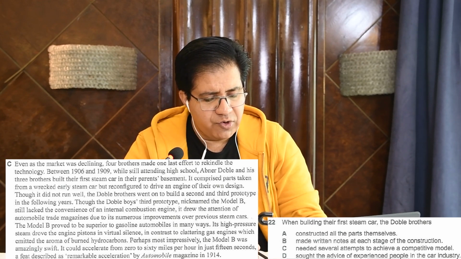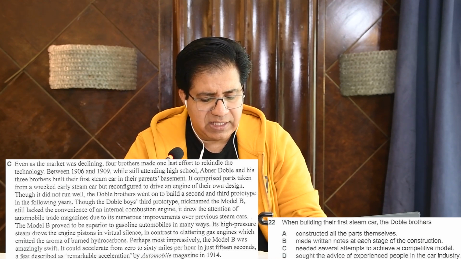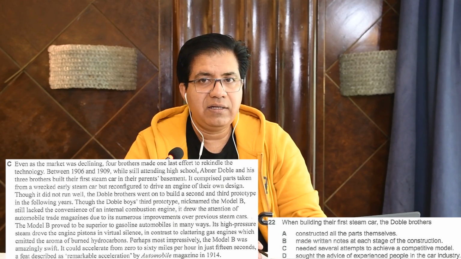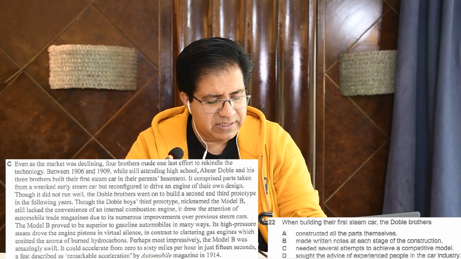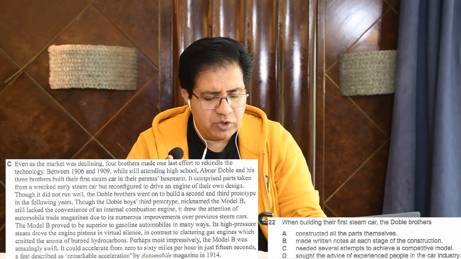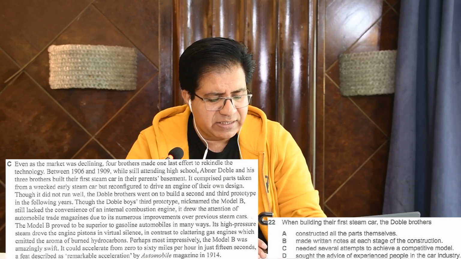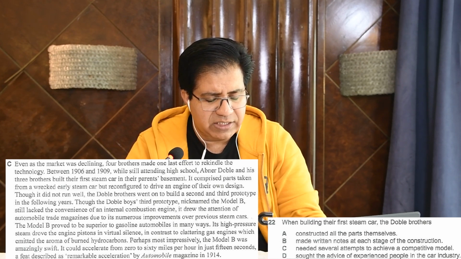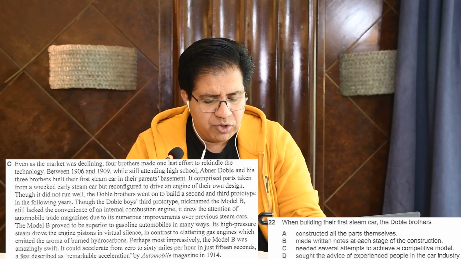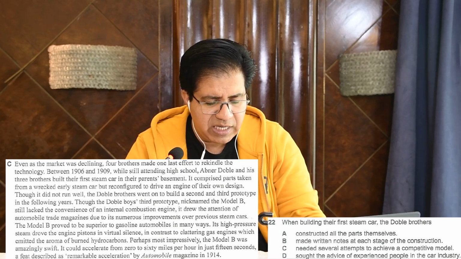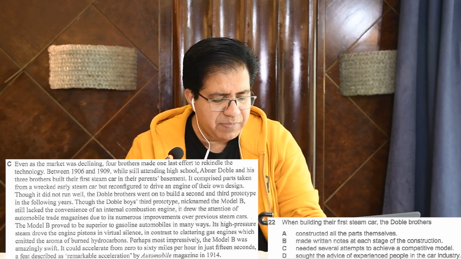Though it did not run well, the Doble brothers went on to build a second and third prototype in the following years. Prototype is a design, the first design of something. So they built a second design, a third design. Though the Doble boys' third prototype, nicknamed the Model B, still lacked the convenience of an internal combustion engine, it drew the attention of automobile trade magazines due to its numerous improvements over previous steam cars.